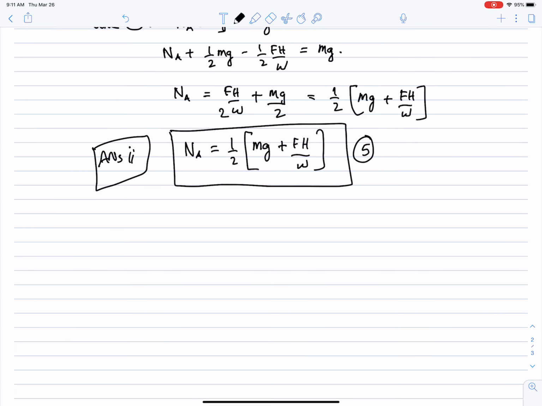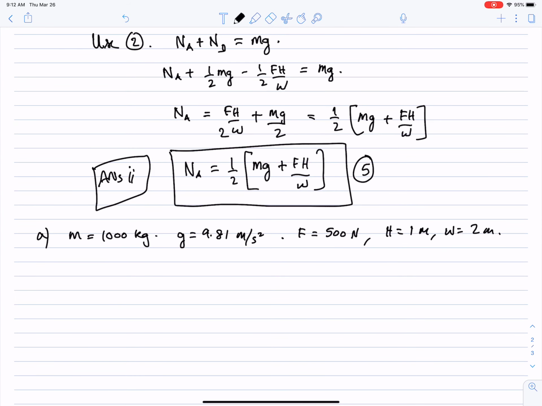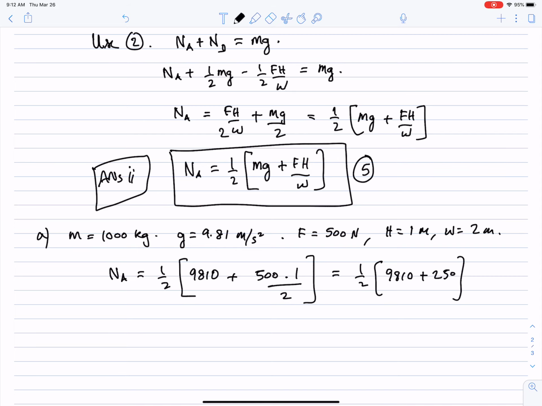Okay, now let's plug in numbers. I think we had m equals 1,000 kilograms. G is the usual unfortunate number, 9.81. F, we said for part A, F we said was 500 newtons. H was 1 meter. W was 2 meters. Okay, we can plug everything in. Na is basically half. 1,000 times 9.81 is gonna be 9,810 plus 500 times 1 divided by 2 or something. So half 9,810 plus 250, whatever that is.